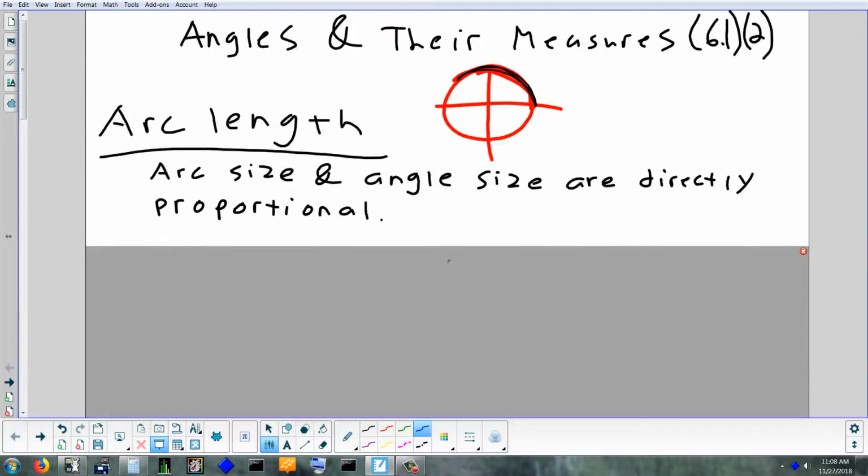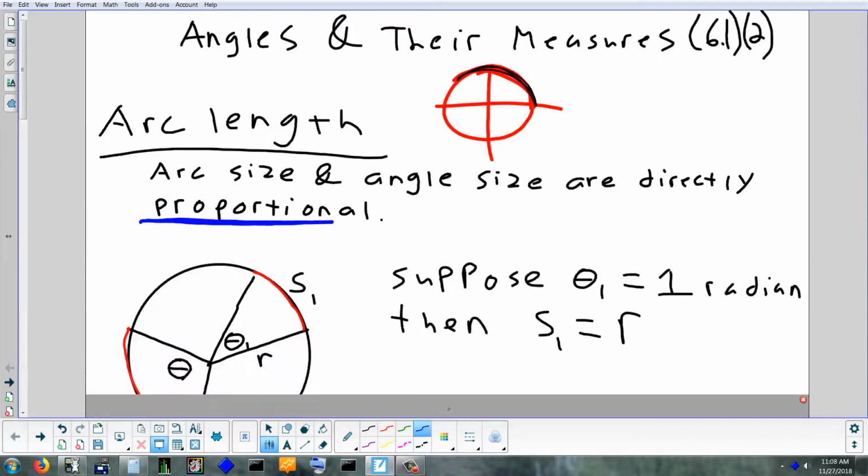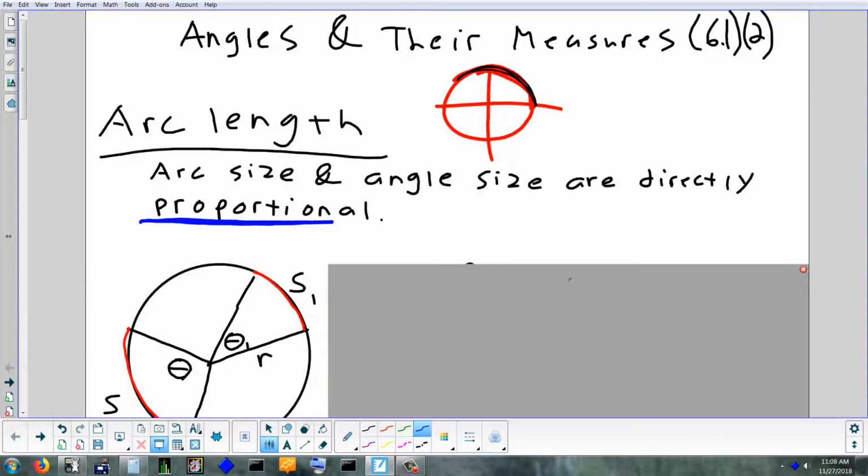So what that means is when we set up a formula, we're going to be able to set up a proportion because the two things are directly proportional. All right, so we're going to start by looking at this diagram.